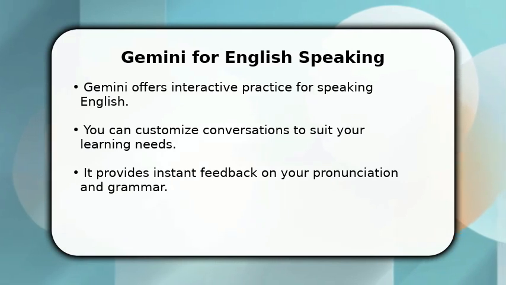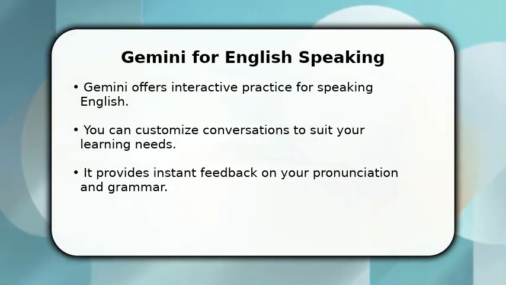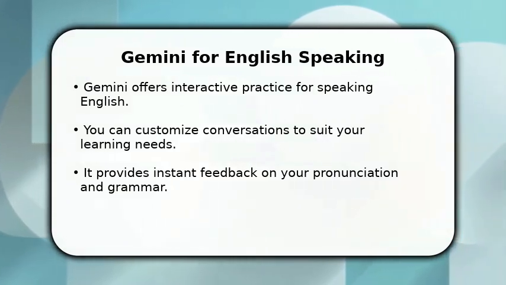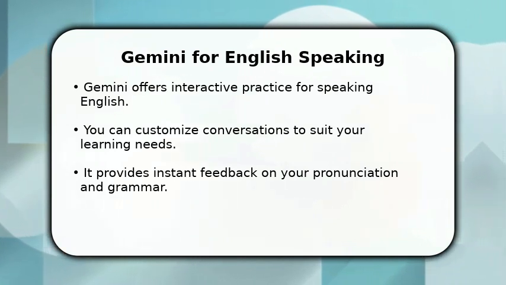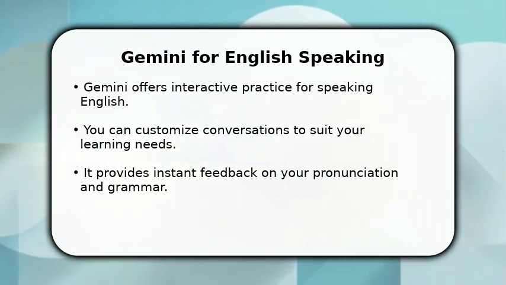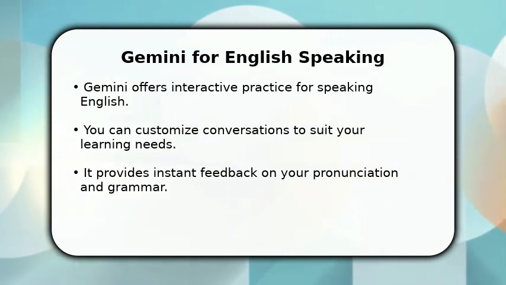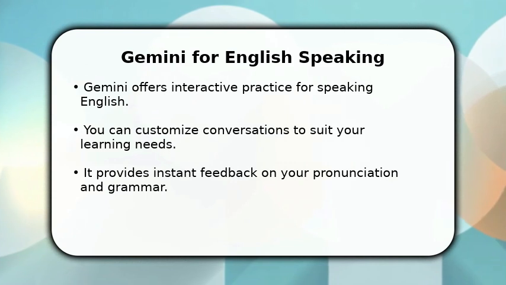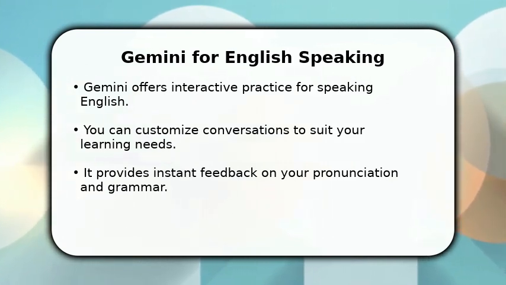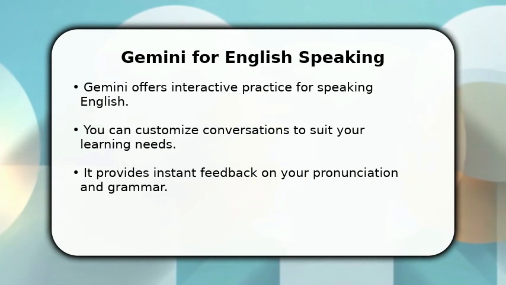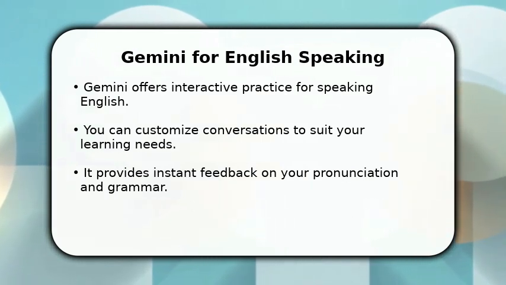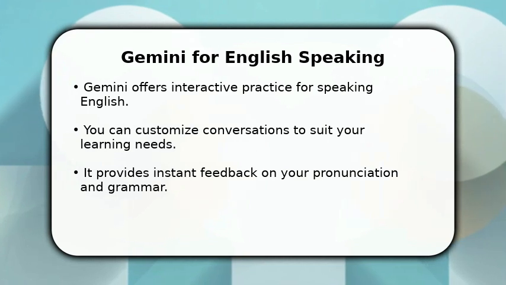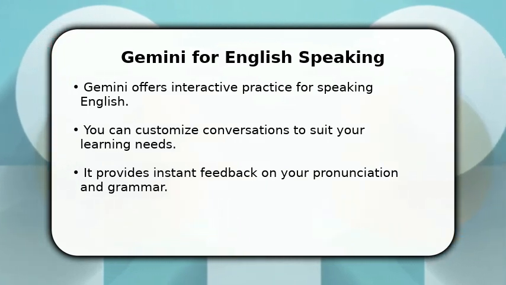Enjoy the video. In this video, I will explain how to use Gemini for English speaking. To begin, simply open Gemini and start a new conversation. You can type your initial prompt or use voice input to tell Gemini what kind of practice you're looking for. For example, you might say, "Let's practice a job interview," or "I want to discuss daily routines." This sets the stage for your interactive session.